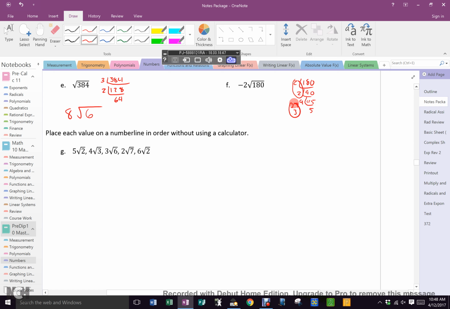2, 3. So what comes out front? 6. What's already out front? -2. So what stays out front? Negative what? 12. What do I got under there? What did I leave under there? 5. That's impressive.